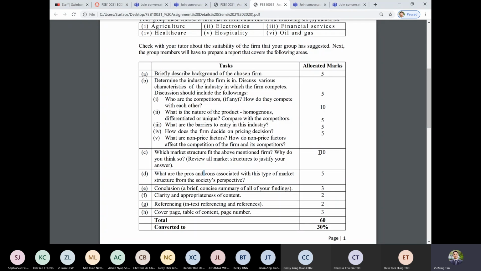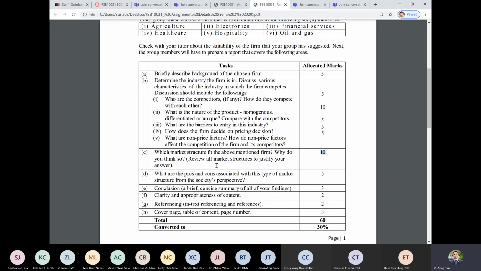It is 10 marks. So that means for each market structure justification, you need to cover about 2.5 marks. So for part C, you need to discuss all. You need to cover all of the market structure discussion in order to get the full mark of 10. So be clear about this, because some of the students emailed me on how to answer C. In order to get full marks, you need to discuss all of the market structure justification.